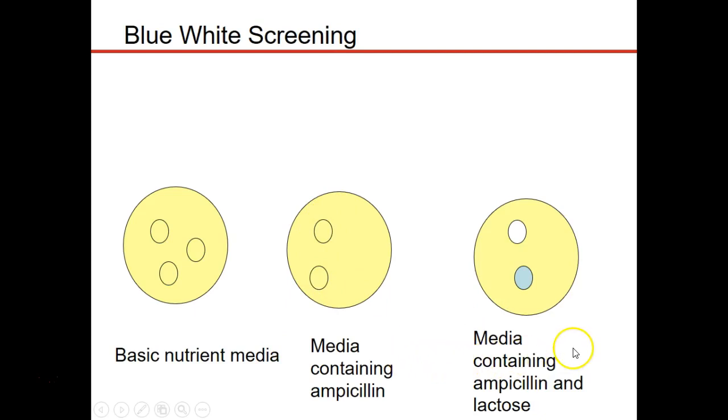But if we plate them on a media containing ampicillin and lactose, now only the cells that contain the gene of interest are going to turn white because they can't break down the lactose, while the other cells will. And so now we can take these off the media, direct selection, and we can grow them.